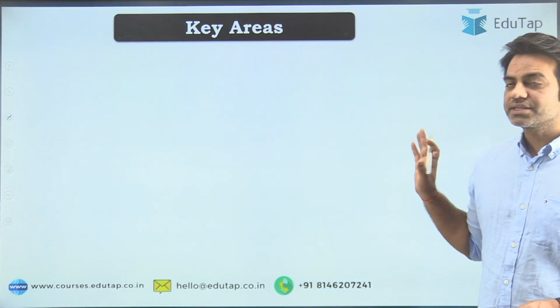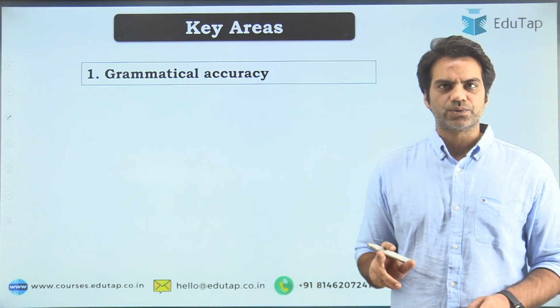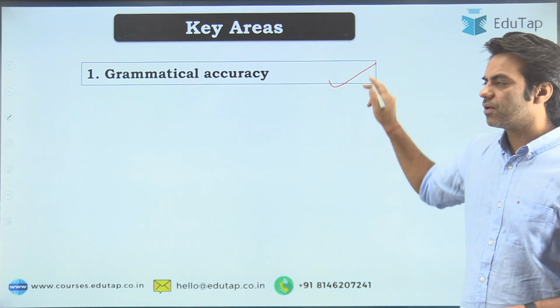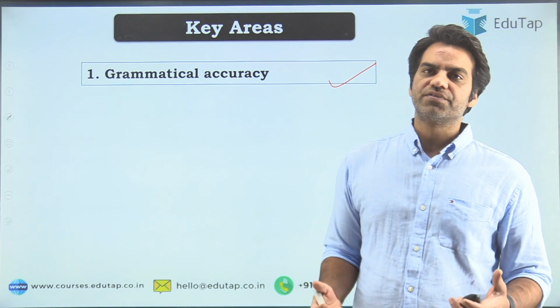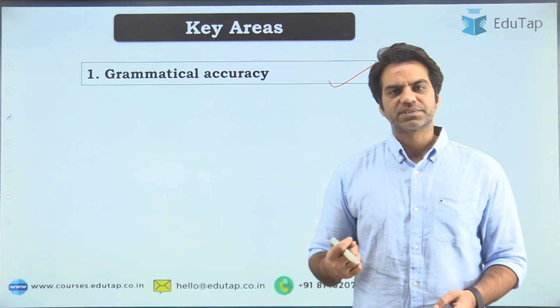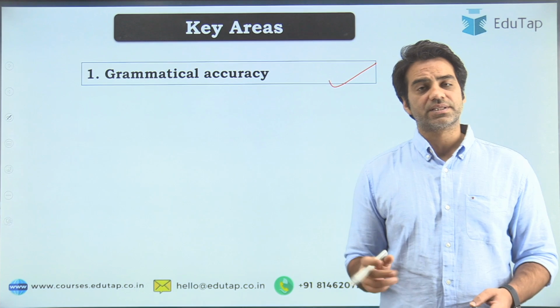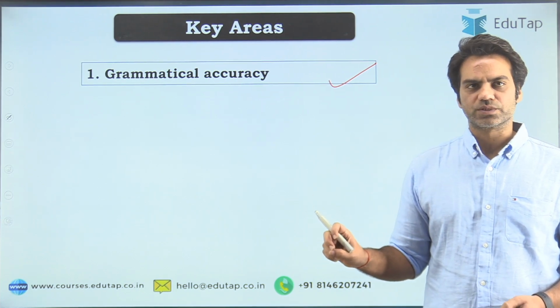Now, what are the key areas that you need to focus upon? The first and foremost is grammatical accuracy, because without that you cannot have a sound knowledge or sound command of this language, right? So you need to have a good grasp of grammatical concepts, and you need to have a good grammatical accuracy, and there will be questions on this as well, right? Error detection and sentence improvement based questions.